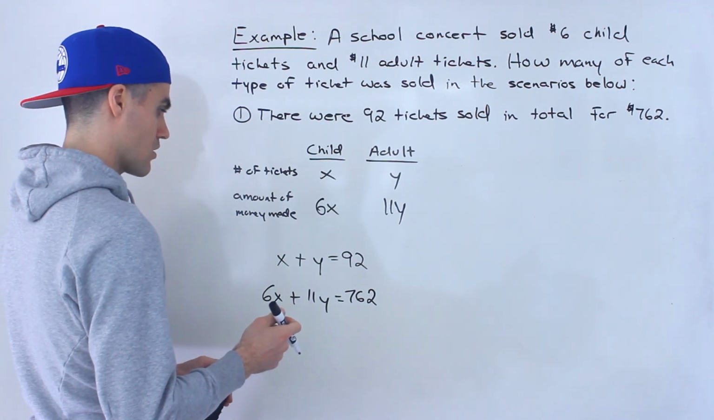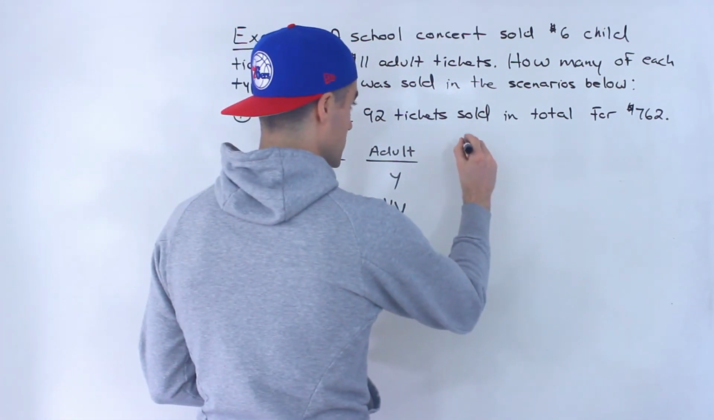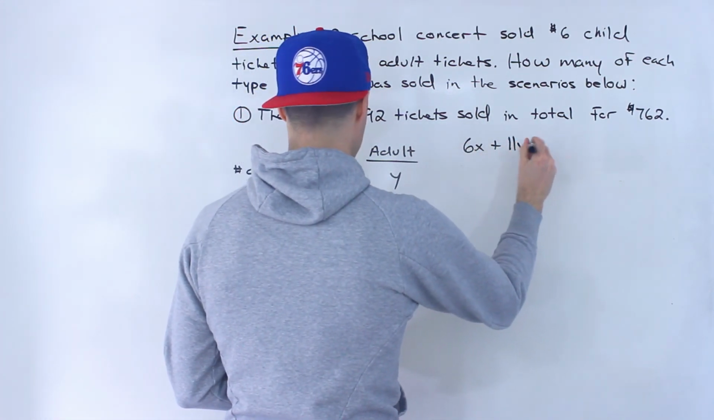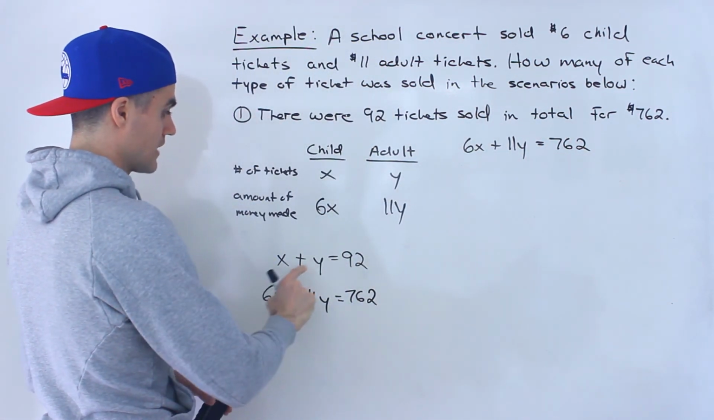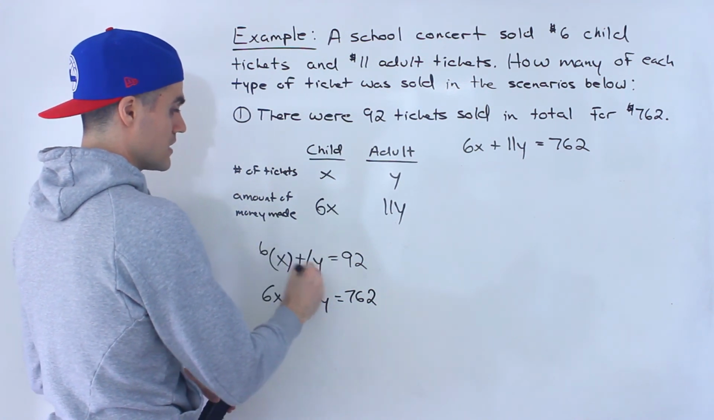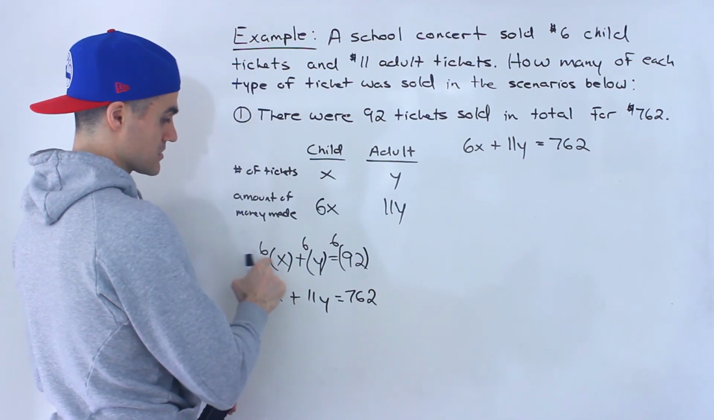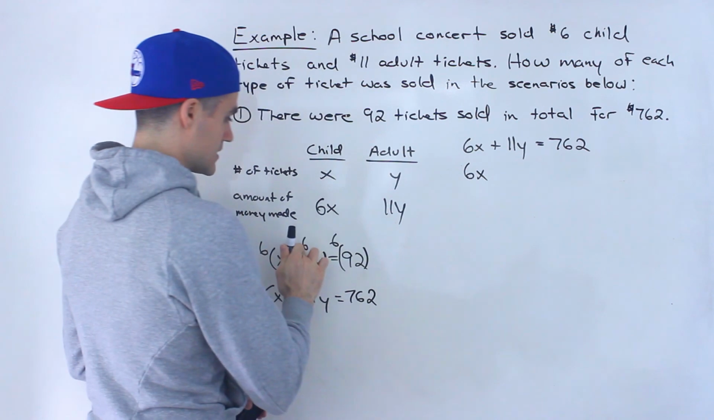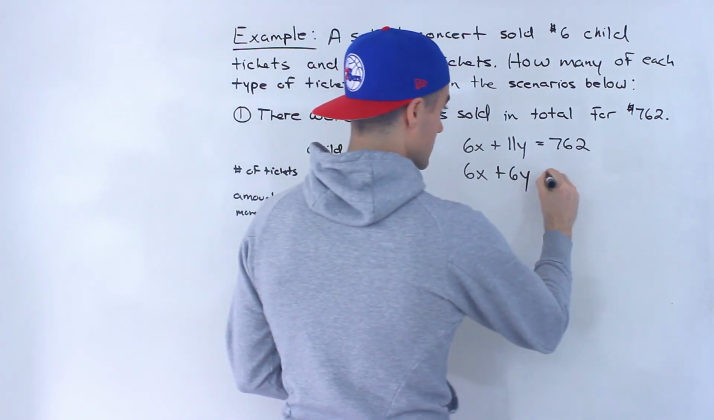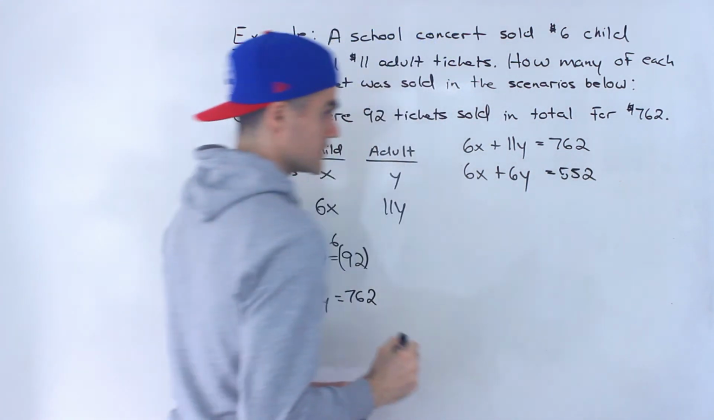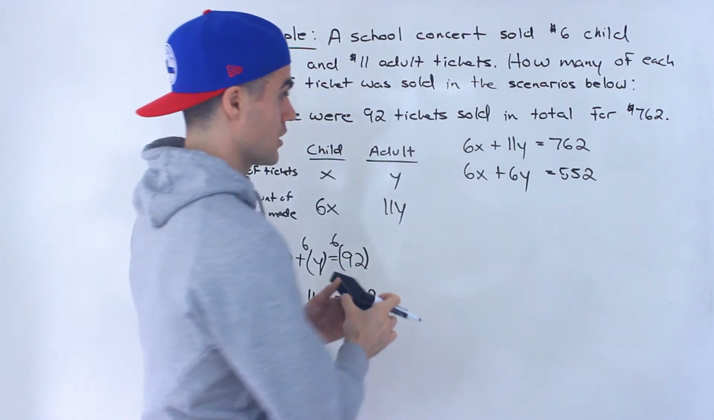So this one I'm actually going to solve with elimination. So I'm going to put the second equation up top here. And we can get rid of the x's or y's. I'm going to choose to get rid of the x's. So I'm going to take all of this and multiply it by 6, right? To get the x's the same. So 6 times x is 6x. 6 times y is 6y. And then 6 times 92, that would give us 552, like that.